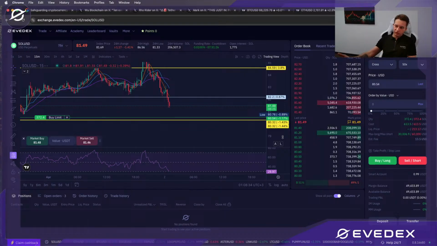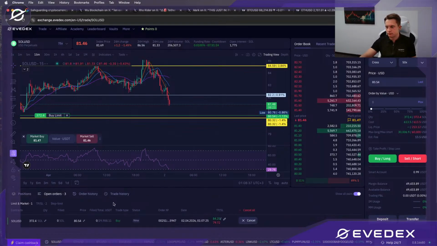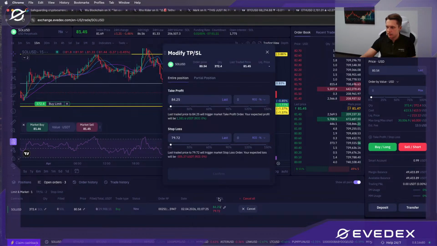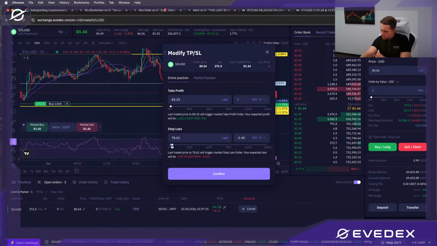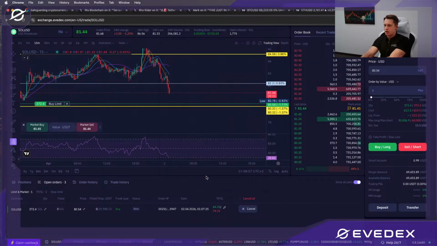And then I have my take profit and stop loss set. Stop loss is set to 79.72, which is roughly about 1% ROI. Take profit is 84.25. So the price gets to that level, the order is open, and then we go for that long position.